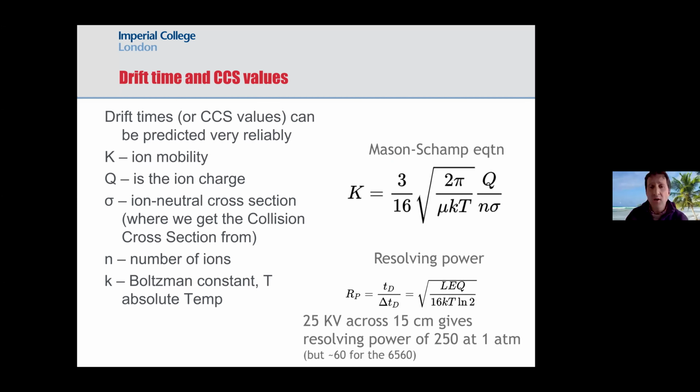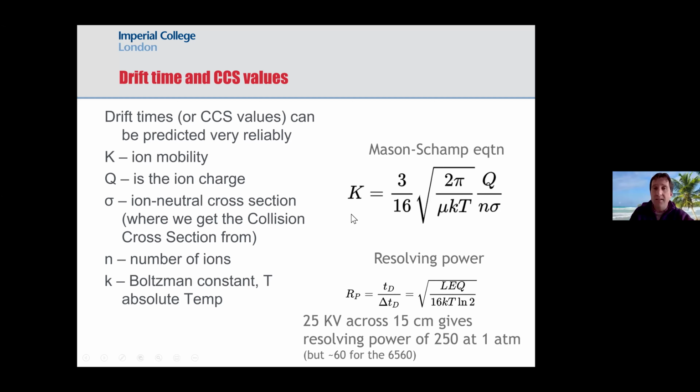So I've only got one slide of maths here, but I felt obliged to talk a little bit about the maths behind ion mobility, in that it tells you why the CCS values are so useful, and also introduce resolving power in terms of ion mobility as well. So you can model how ions move down a drift tube very well, and we've understood the mathematics behind this, I think, since the 1950s, 1960s, and it all goes back to the Mason-Schamp equation, which is shown over here on the top right-hand side.